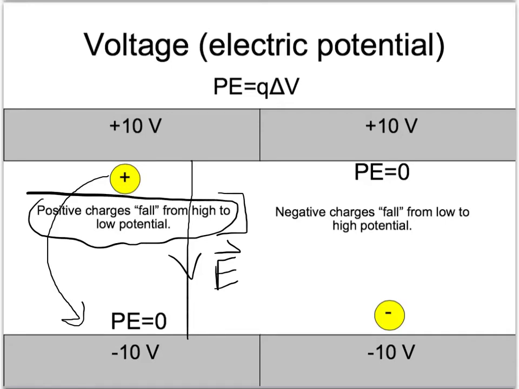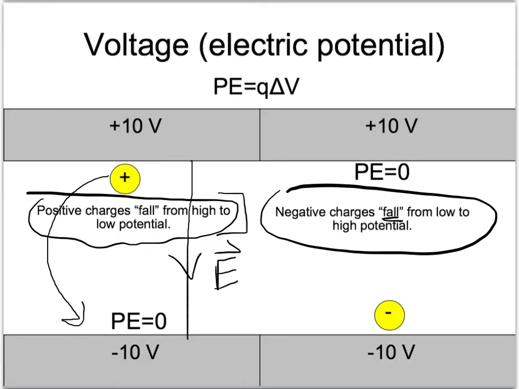Negative charges will do the opposite. Negative charges will fall from low to high potential. So a negative charge would move from, say, negative 10 volts to 10 volts. It stays the same with the rules for field lines. We decided the field line pointed this way in the positive example. The negative charge will move opposite the field line, and it will go from low to high potential. If you need to pause the video to wrap your brain around that, make sure you know these two facts from this slide.